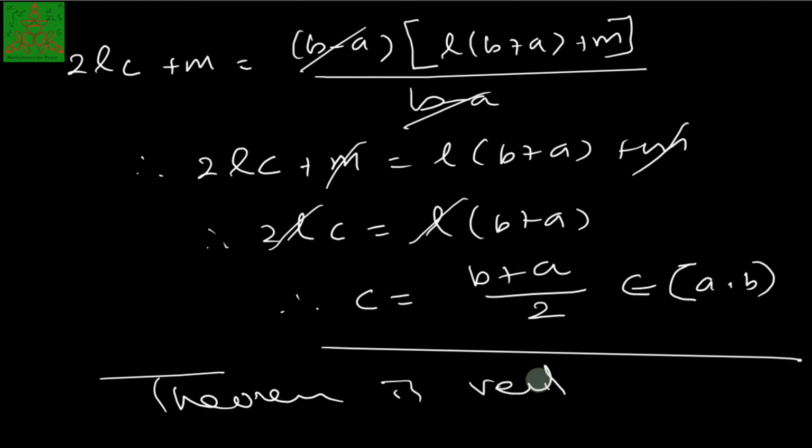Why is it verified? Because we can apply this LMVT onto this function, and the value of c which we got lies inside this interval. So hence this LMVT is verified. Let us solve one more example.